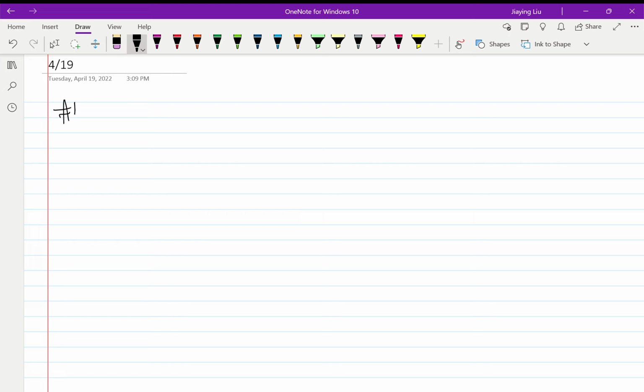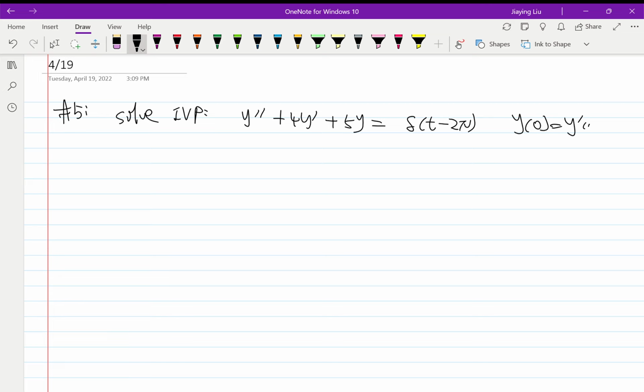So homework problem number 5, which is solving an initial value problem with y double prime plus 4y prime plus 5y is equal to delta of t minus 2 pi. The initial condition given is y of 0 equals y prime of 0 equals 0. Since this is a homework problem, some parts I might just do quickly. Is that okay? The solution is already available, I believe.